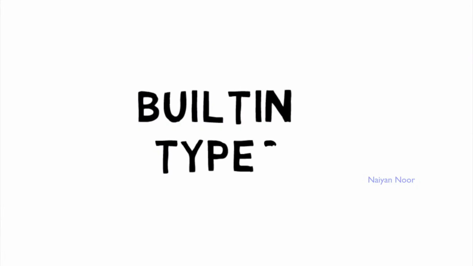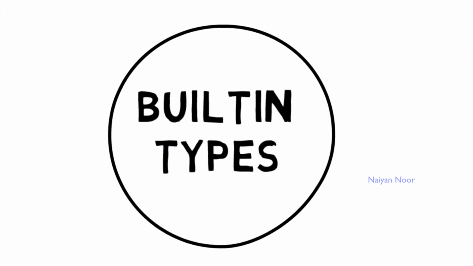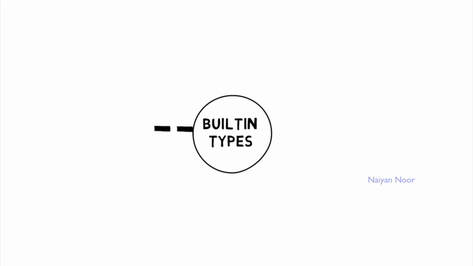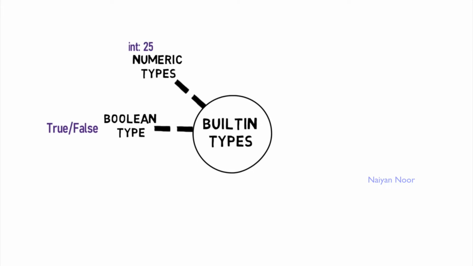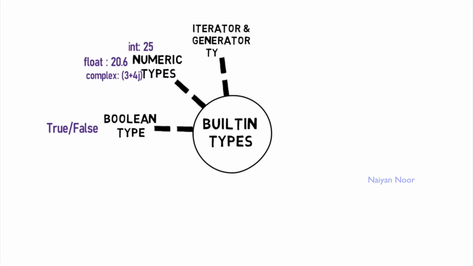Let us have a look at different built-in types in Python. At first, we have the Boolean type, which is nothing but the values true and false. Next, we have numeric types, which includes integers, float, and complex numbers. Then we have iterator and generator types.